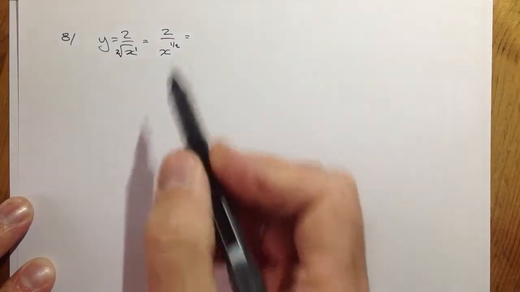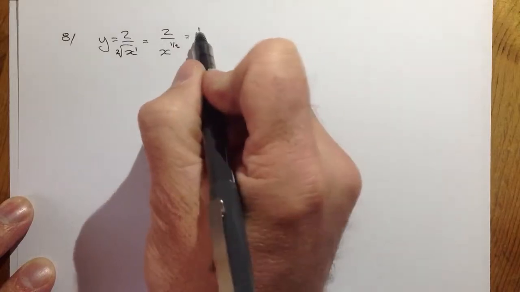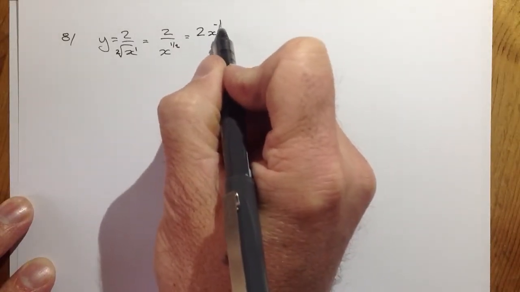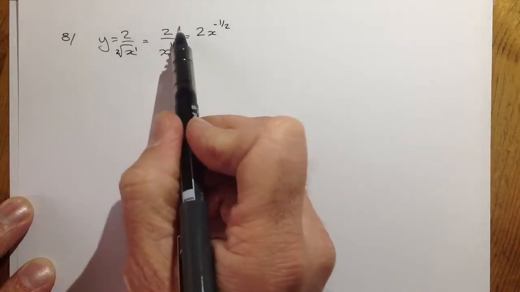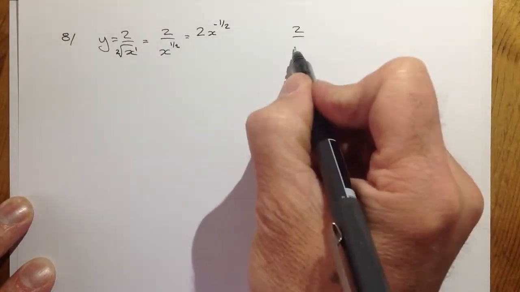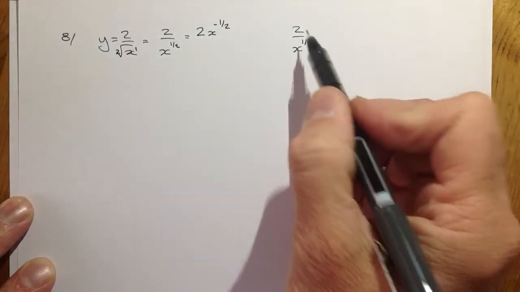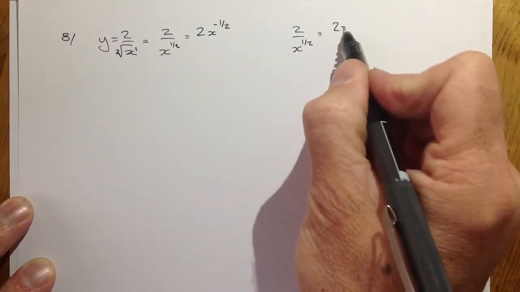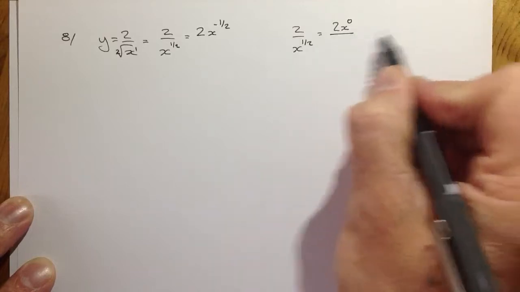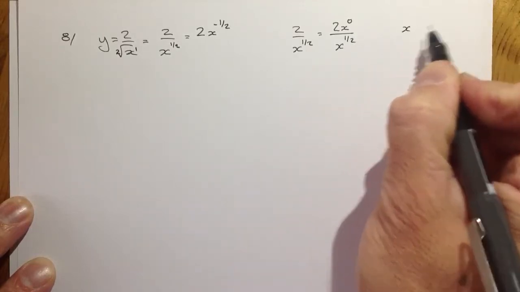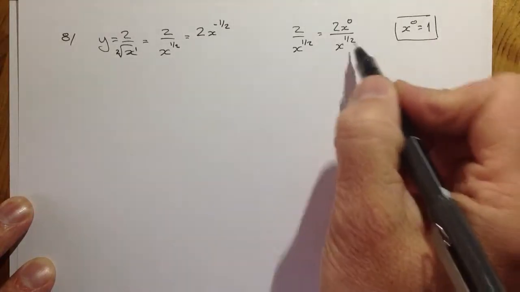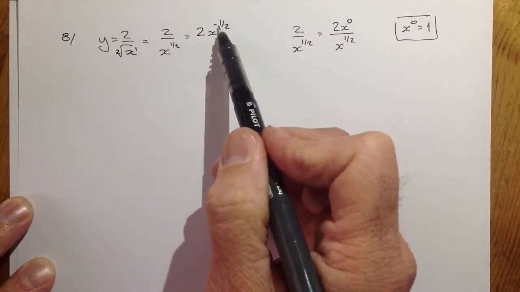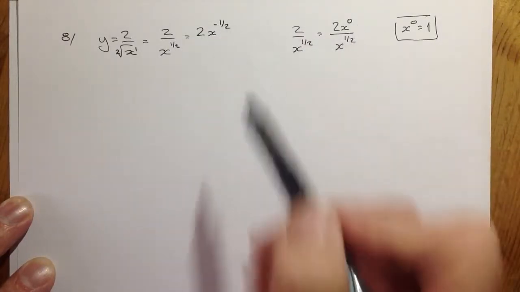And the next thing that I'm going to do is move this to the top line. I'm going to change it to 2x to the minus a half. The reason why that really works is because what I have is 2 all over x to the power of a half. The 2 really looks as though it's got an x to the power of 0 sitting there, just because remember that x to the power of 0 is equal to 1. And that's why I can get that to be 2x to the minus a half. 0 minus a half gives me the minus a half.